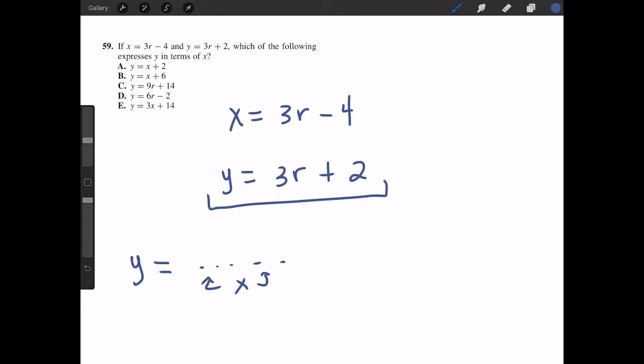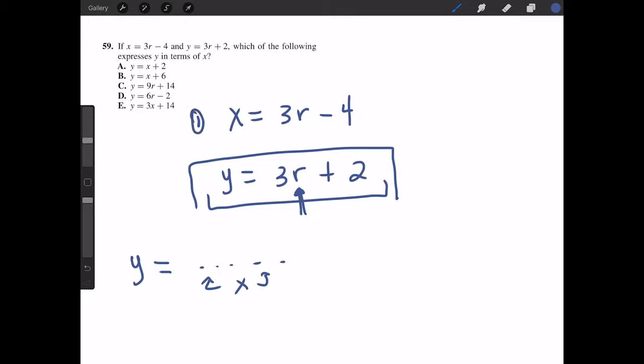Currently, if we look at the y equals statement, we have it in terms of r. And so we need to change that. We need to have x instead of r. That doesn't mean you simply change the r for an x. That, of course, makes no sense. So we need to know what r is equal to in terms of x, so that we can then replace r with that expression in the second one.